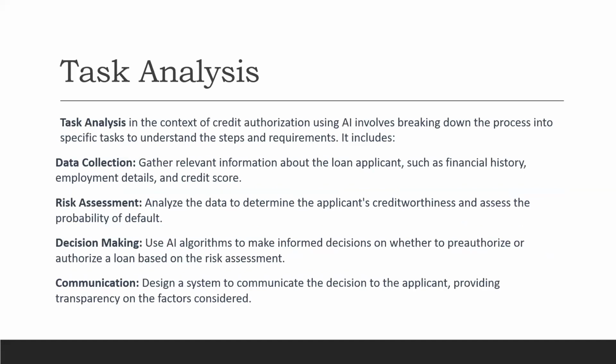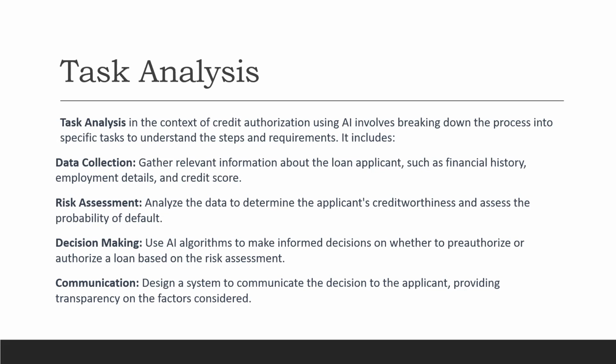And of course, we want to review the task analysis. You know that task analysis, in the context of credit authorization using artificial intelligence, involves breaking down the process into specific tasks to understand the steps and requirements. It includes the data collection, the risk assessment, and the decision-making and communication elements. So in the first case, the data collection means gather relevant information about the loan applicant, such as financial history, employment details, and of course, the credit score.